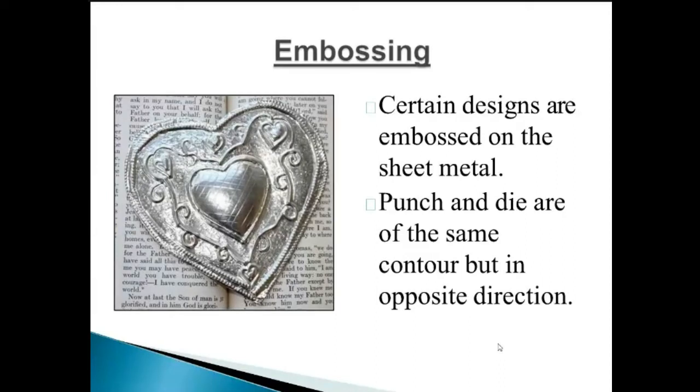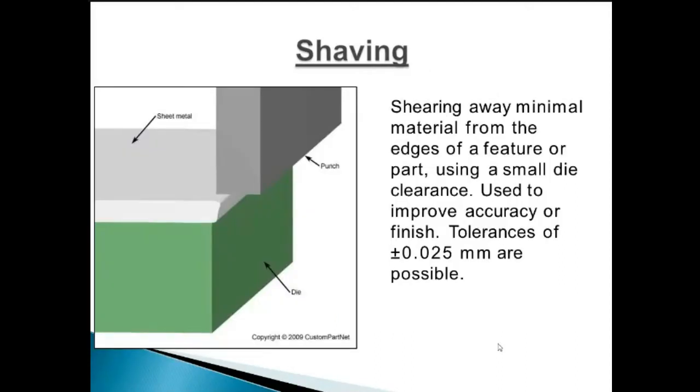This is your embossing operation. The next operation is the shaving operation. See the figure of this shaving operation: dies, sheet metal and punch. Shearing away a minimum of material from the edge of the feature of parts, using a small die clearance, is used to improve the accuracy of the finish. The tolerance is plus minus 0.025 mm as far as possible.